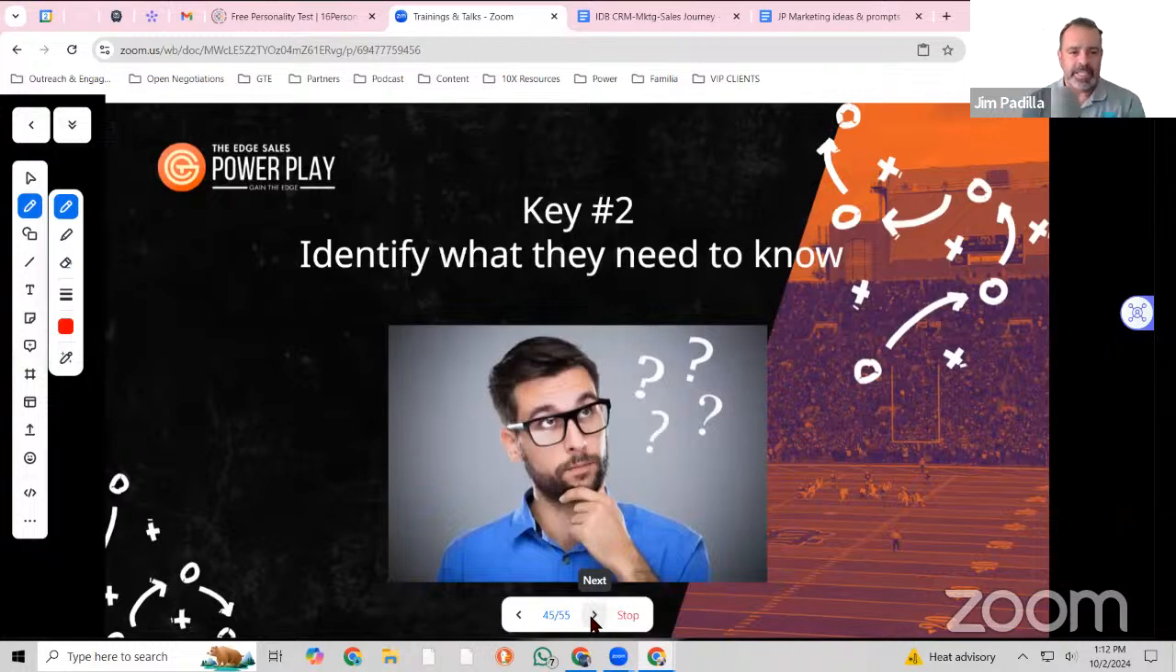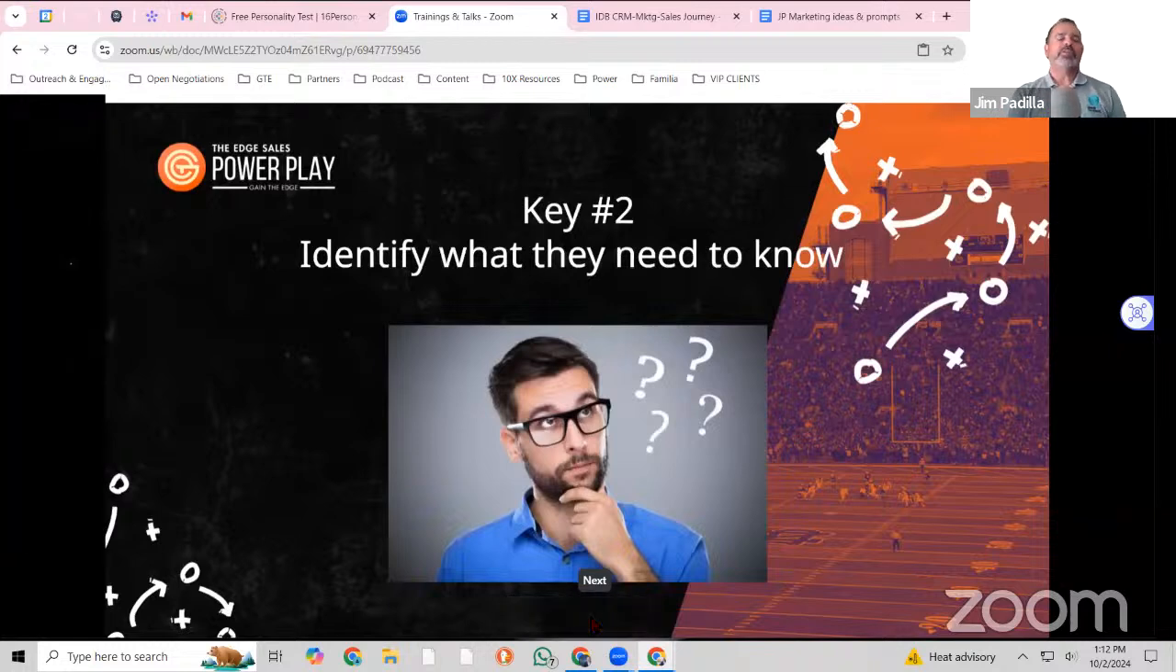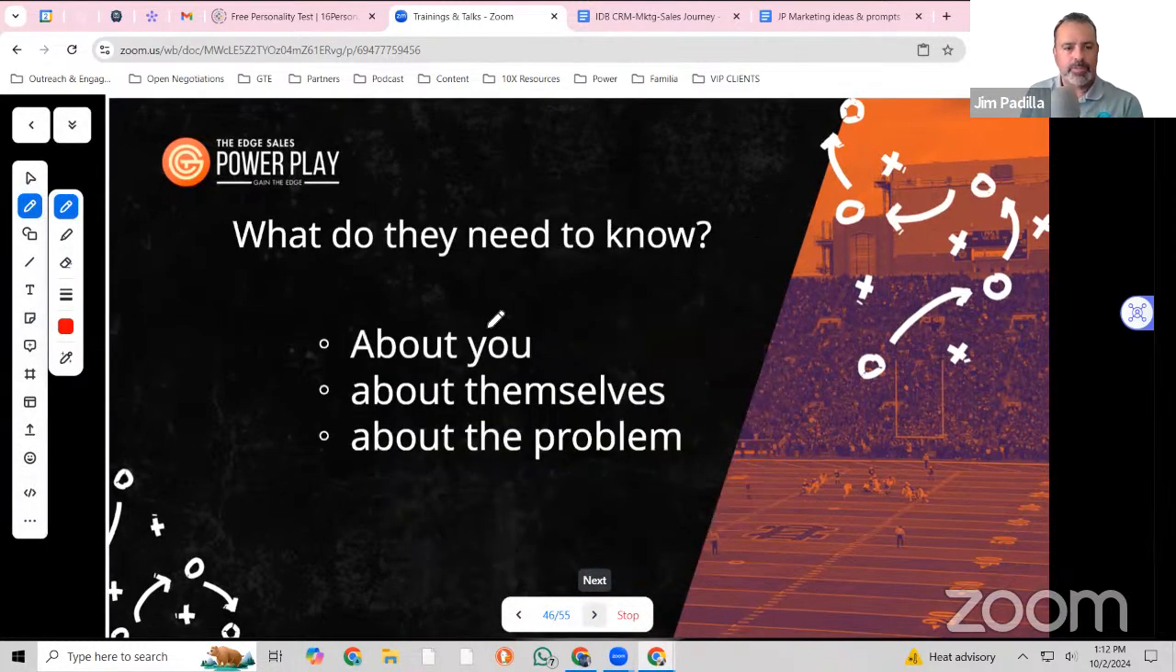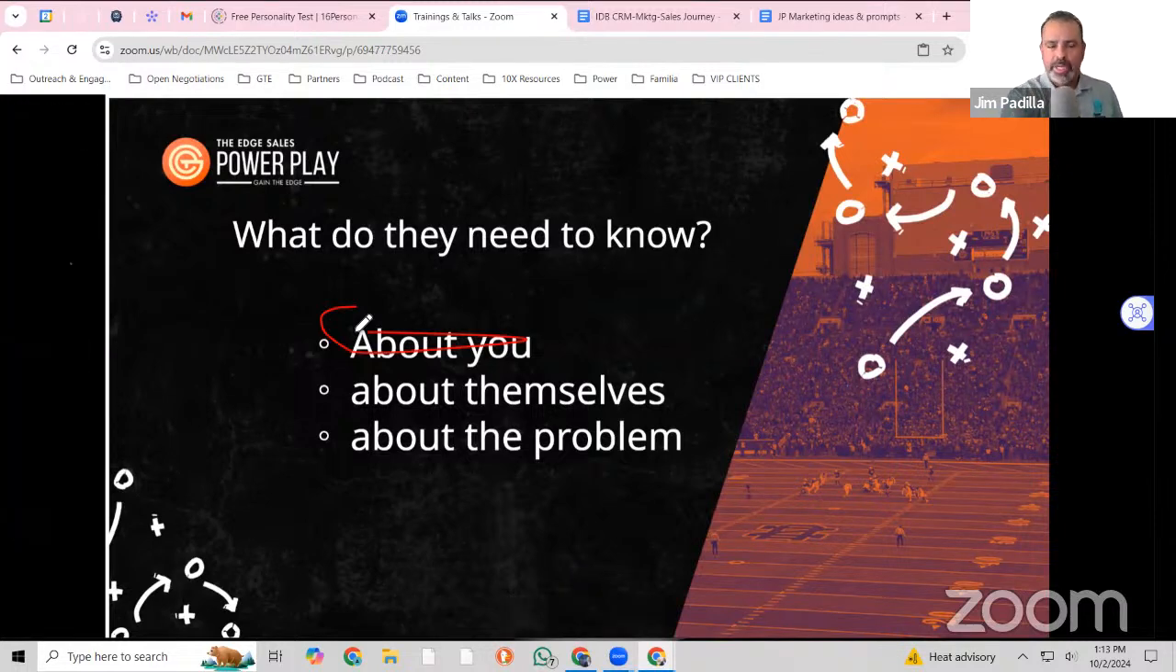The next key here that we're going to identify: you need to be crystal clear about what they need to know. What do you mean? What do they need to know? Think about that. What do they need to know in order to make a decision around you? What do they need to know about you to decide you're the person that they should be following, trusting, listening to, taking action on?